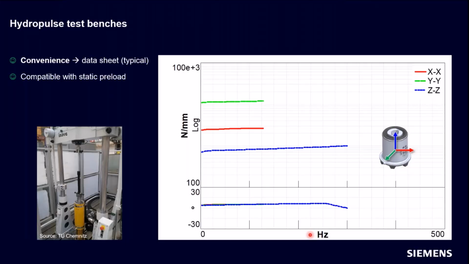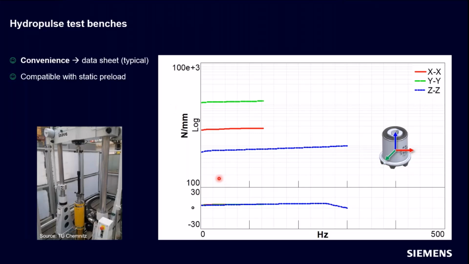And I would say that traditionally, the typical way to get this kind of data is what you would find on a data sheet. If you're buying your mounts from a supplier, the mount stiffness stated on that data sheet will most likely be measured on a hydropulse test bench. This is essentially a hydraulic bench where we can apply a hydraulic force pulse to the mounts, and then we measure the response of the mounts to get the dynamic stiffness curve directly.